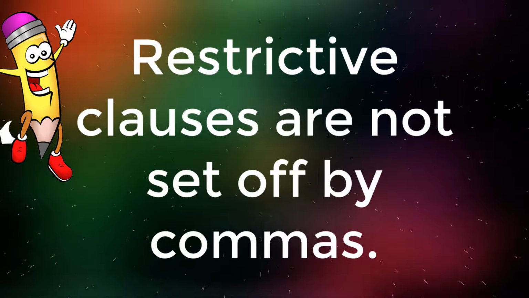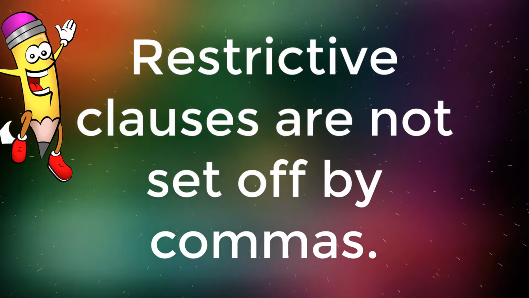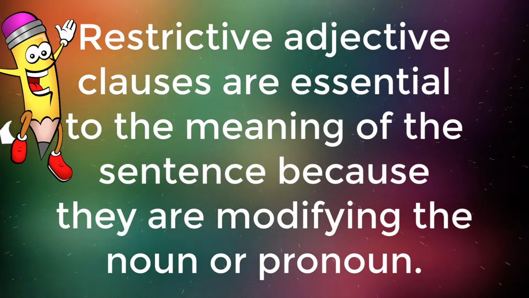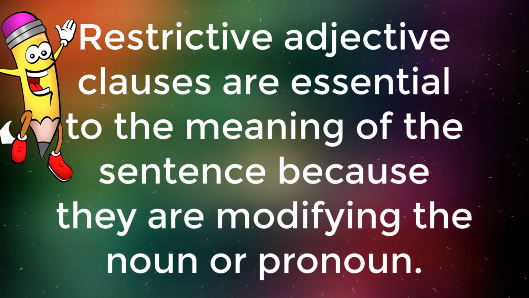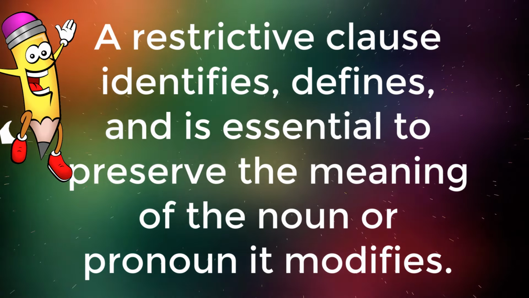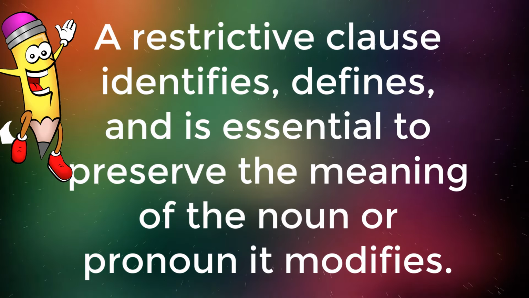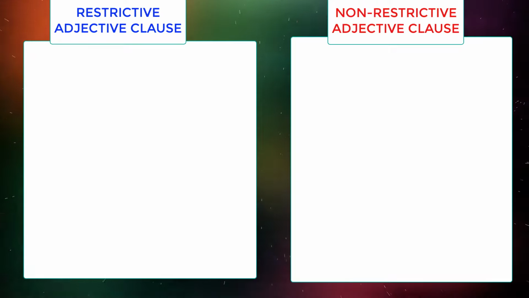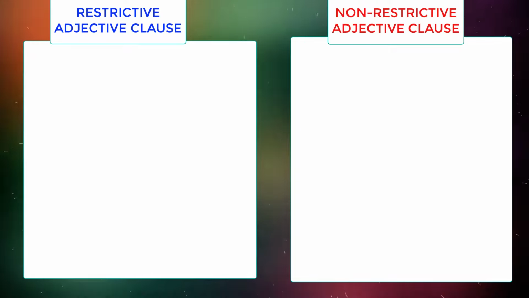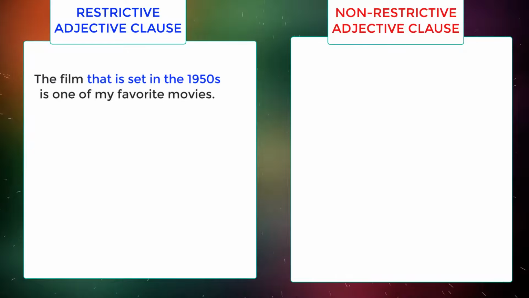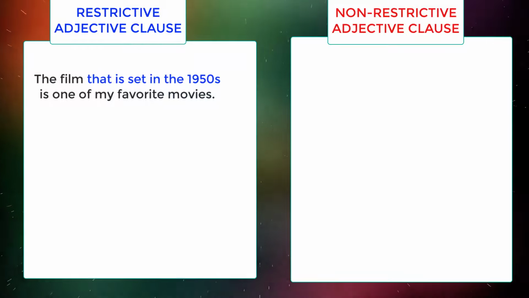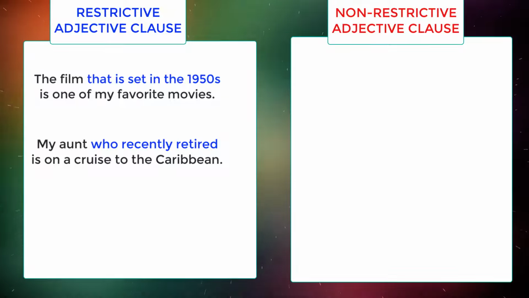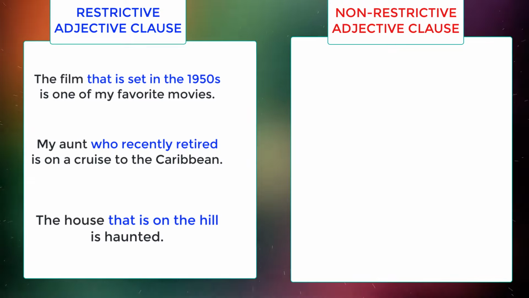As a rule, restrictive clauses are not set off by commas. They are essential to the meaning of the sentence, especially because they are modifying the noun or pronoun. A restrictive clause identifies, defines, and is essential to preserve the meaning of the noun or pronoun it is modifying. The following sentences have adjective clauses that are restrictive or essential. The film that is set in the 1950s is one of my favorite movies. My aunt who recently retired is on a cruise to the Caribbean. The house that is on the hill is haunted.